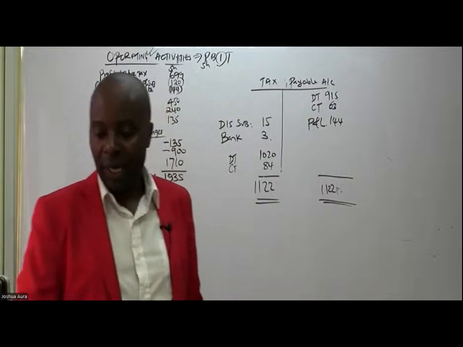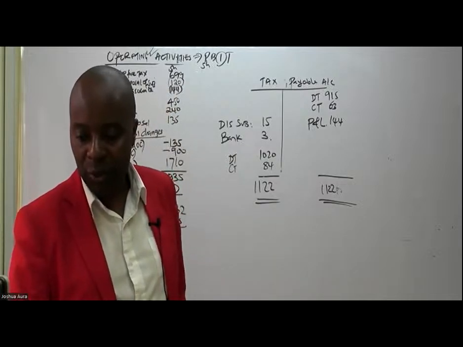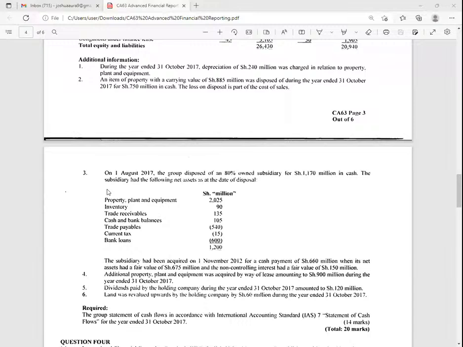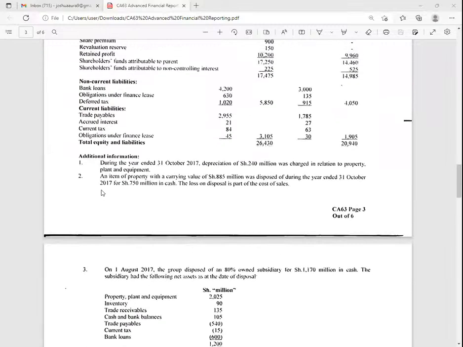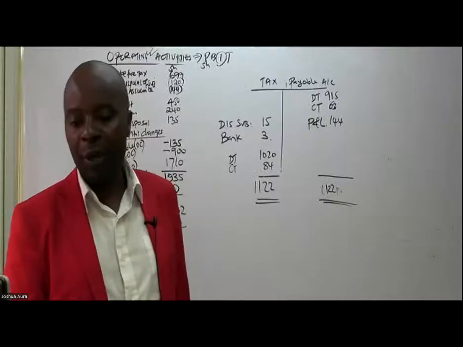Now, ladies and gentlemen, come and read this. We start with note number 2 here. It's touching on property, plant, and equipment whose carrying value is 885 million, was disposed of during the year ended 31st October 2017 for shilling 750. So we had the PPE that was disposed. I'm concerned not with the carrying value. I'm concerned with the cash that I received, from the disposals account. I hope you're able to remember that bank.